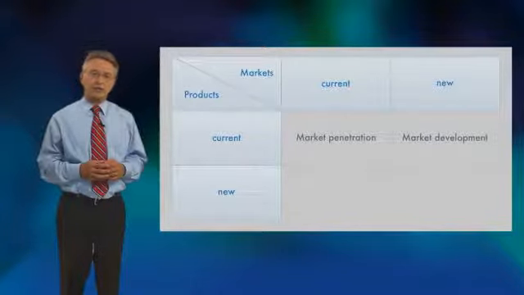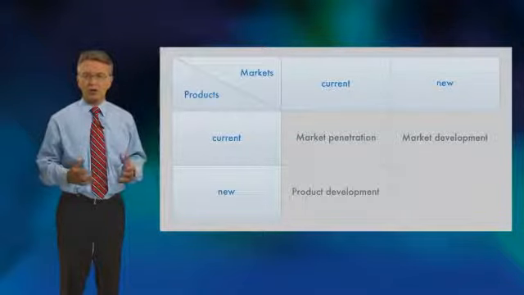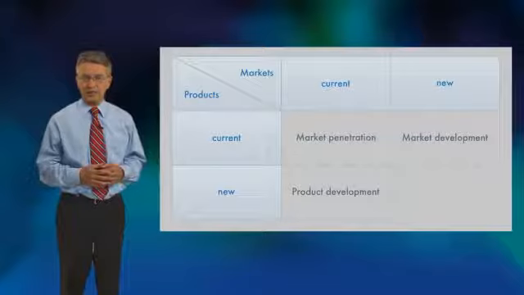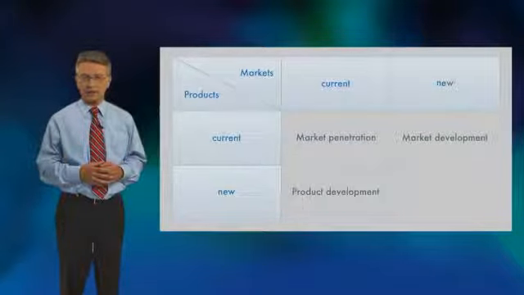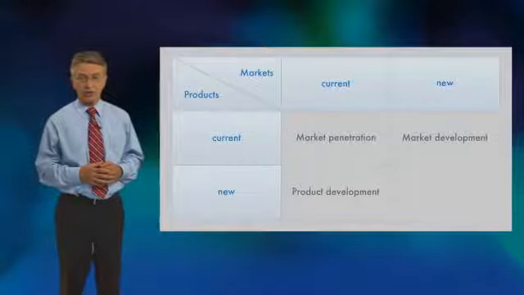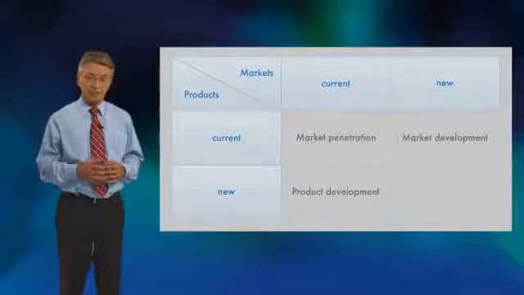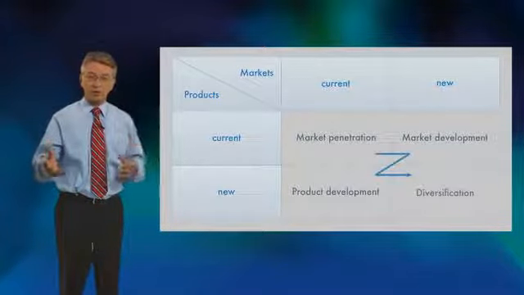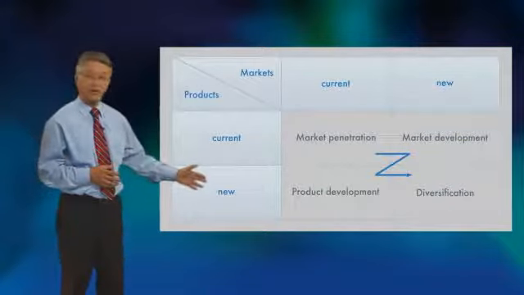And then you can develop new products for your existing customers. That is called product development strategy. And finally, you can grow with a more risky strategy. That is, if you approach new markets with new products. And that is called diversification.